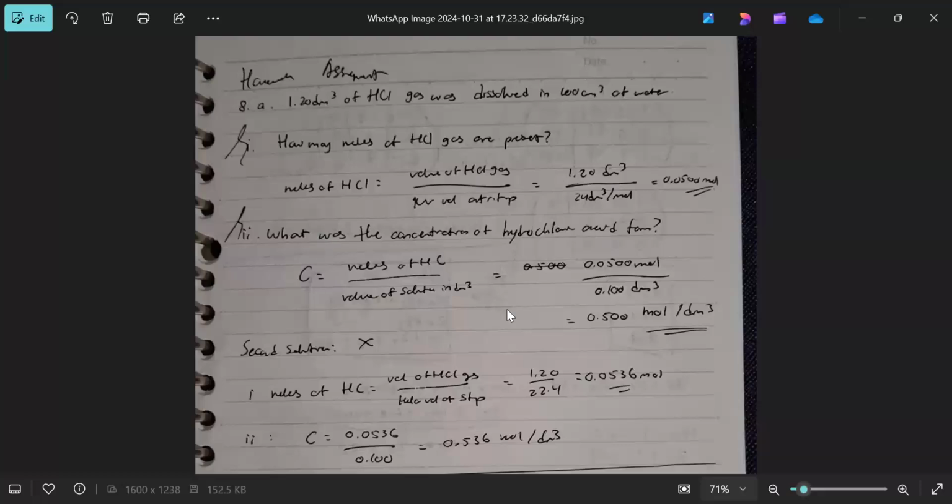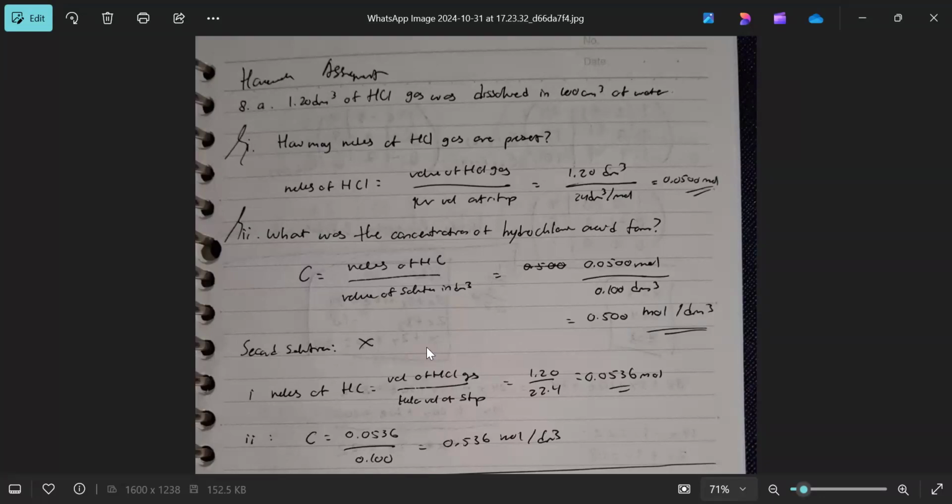What was the concentration? We know that the concentration is moles divided by the volume. The volume here is the volume of solution, not the volume of the hydrochloric acid, but the volume of the solution it's dissolved in, which is water. Most of you already confirmed 100 divided by 1000, so we have 0.100 in decimeter cube, changing the unit from centimeter cube to decimeter cube. We already found the moles, 0.0500, and we divide that by 0.100. Therefore we have 0.500 mole per decimeter cube.